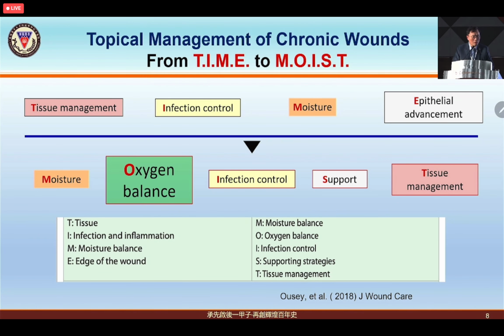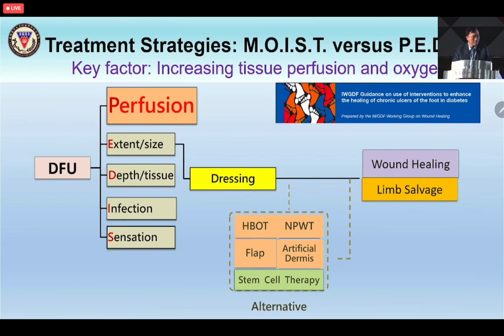So in our classification for treatment management, in the past we used TIME: tissue management, infection, moisture, and epithelial advancement. However, most recently the focus has been on oxygen balance in this field. And also the International Working Group, IWGDF, uses the PEDIS classification, compared with the TIME and moist treatment grading.